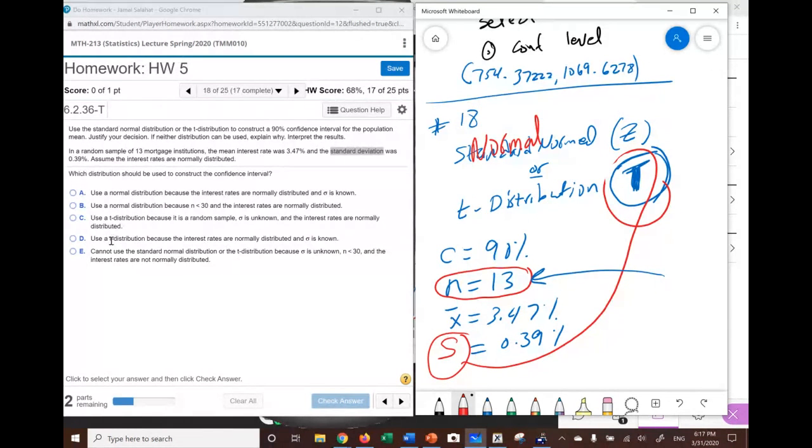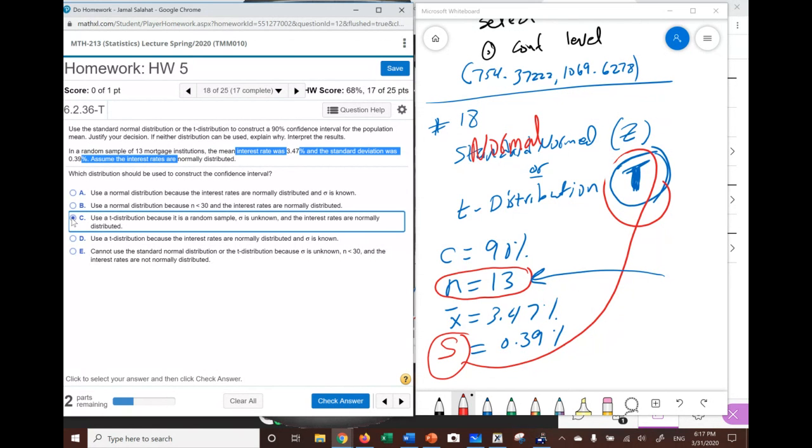Let's look at C again. In C, it says use the T distribution because it is a random sample. By the way, in statistics, random is very, very important, and it says random. So the condition random is valid. And also sigma is not known, and it's true, sigma is not known. And the interest rates are normally distributed. They talk about normal distribution here. So all the conditions are available in C.